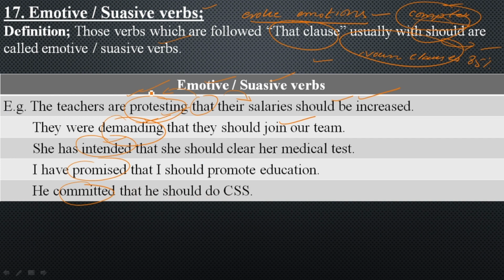So here these verbs, protesting, demanding, intended, promised and committed, are verbs which evoke emotions, which create emotions about what you are going to do in future. These are the result of promises and create emotions that I'm going to do it in future.